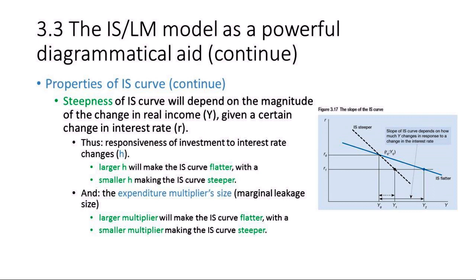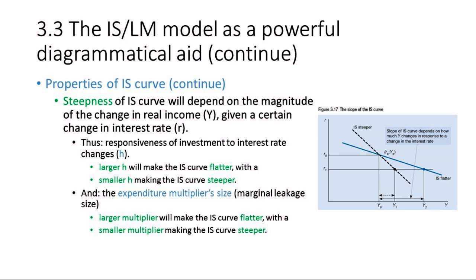It doesn't always move parallel. The slope is also a feature. So the steepness of this curve depends on a number of factors that we've already mentioned before. Typically, how responsive is investment to a change in interest rates? And what is the size of the multiplier? You can see if investment is more responsive to a change in interest rates, the IS curve is flatter, and also the other way around. If the multiplier is bigger, the IS curve is flatter.